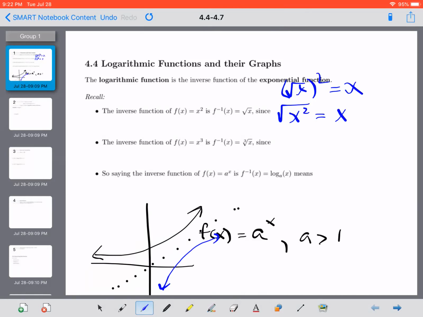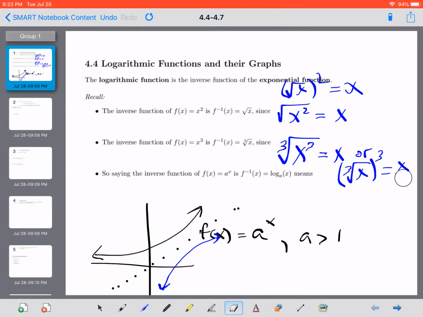Similarly, the inverse function of x cubed is going to be the cube root of x, because when you take the cube root of x cubed, you get back your x term, or alternately, if you take the cube root of x and raise it to the third power, you get that x back out again. So inverse functions need to undo the work of a particular function, which means, let me erase this to make a little bit of space here.